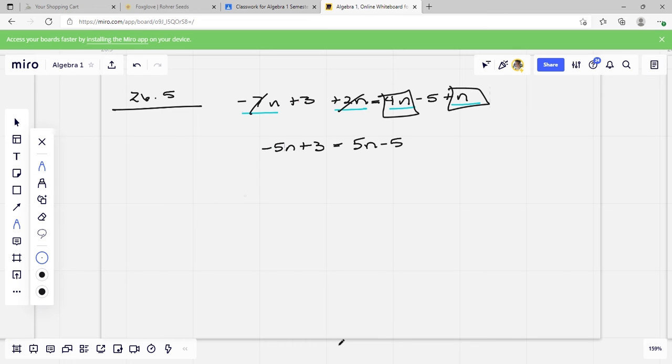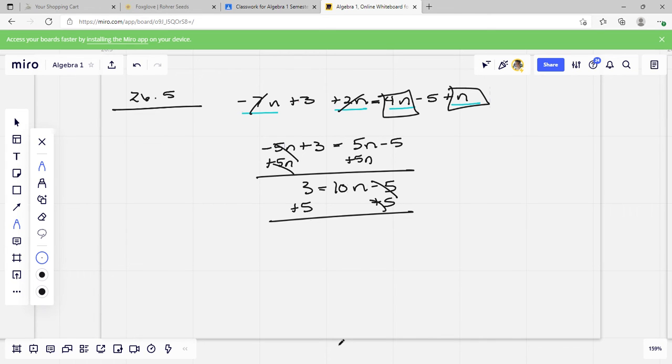Okay, now I got to get my n's on the same side, so I'm going to do plus 5n, do the opposite. Right. So now I've got 3 equals, 5 and 5 is 10n minus 5. Now I have to eliminate the constant on the side with the n, so plus 5. That would be an 8 equals 10n.